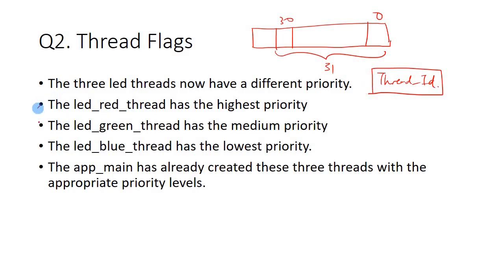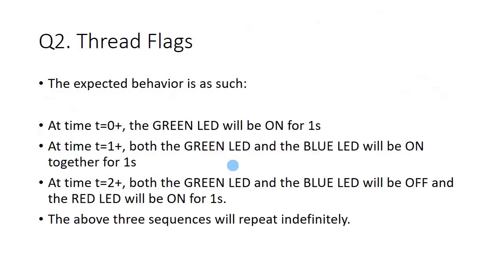The LED red thread, green thread, and blue thread are given highest, medium, and lowest priority. What is expected is that at time t equals 0 plus, the green LED will be on for 1 second. At time t equals 1 plus, the green LED and the blue LED will both be on together for another 1 second.